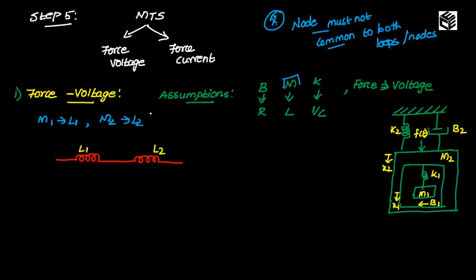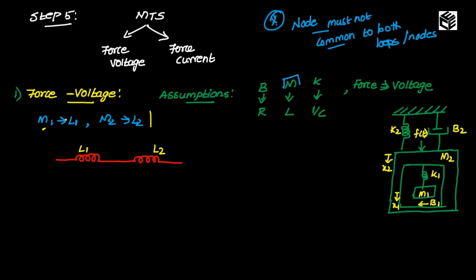So what is the next assumption? We have to check what are all the elements connected to node 1 alone. So to the node M1, do we have any dedicated element? So to the node M1, we don't have any dedicated element. We have two elements K1 and B1, which is also common to node M2, correct? So we have no dedicated elements to the node M1. So we are skipping that step.